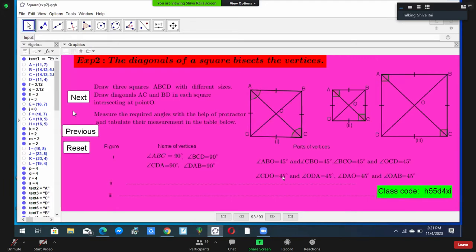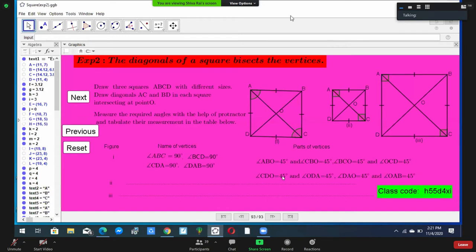The table here has three columns. I have drawn the table here. The first column is for the figure, the second column is for the name of vertices, and the third column is for the parts of vertices. You have to draw the figure like this. Your figure must match. Everyone.